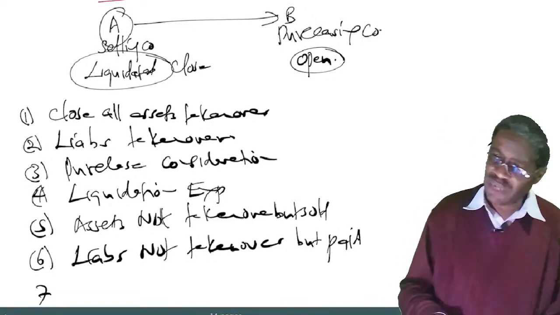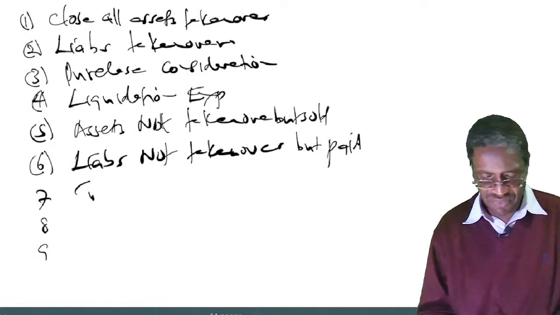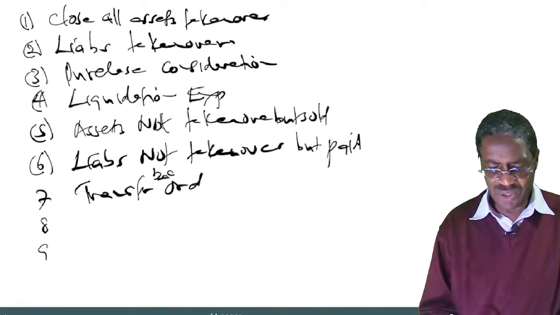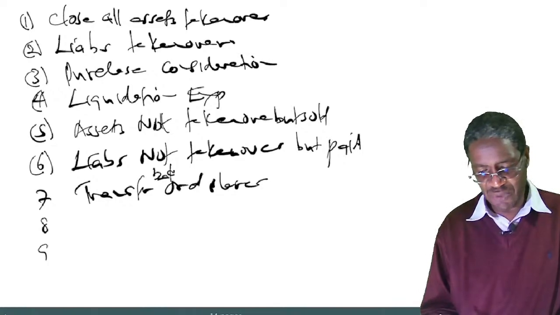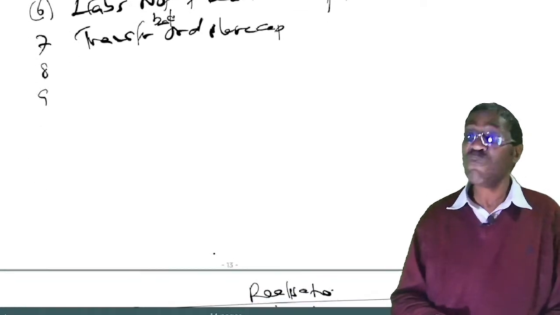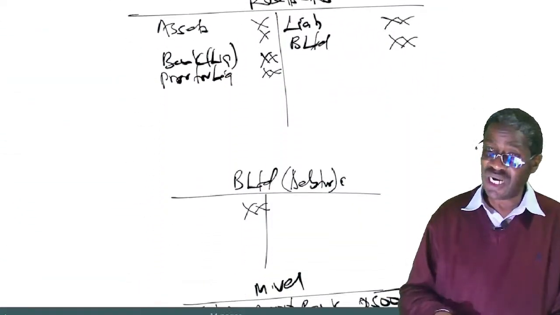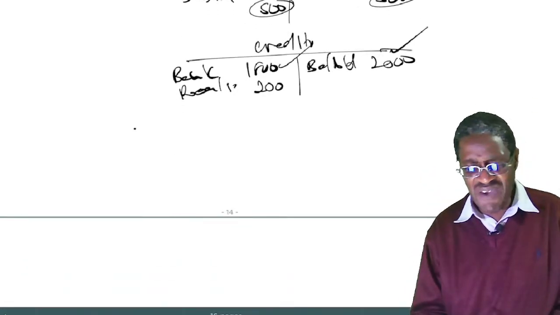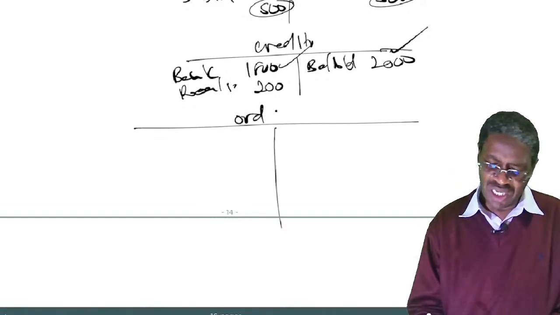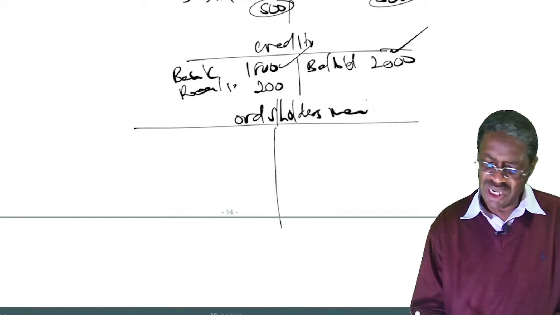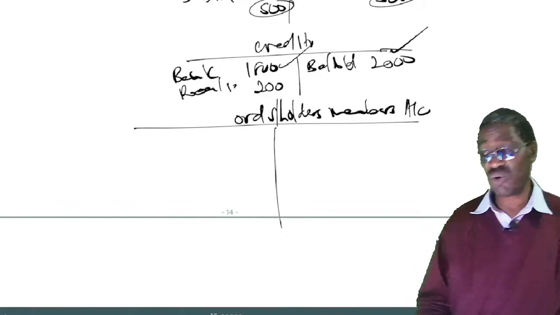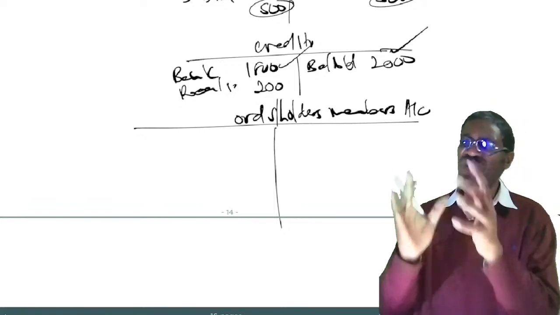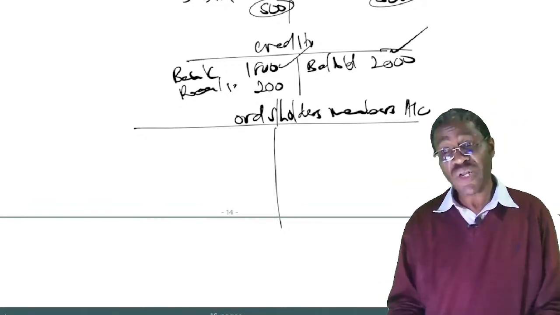So our step number 7, you now transfer the balance of the ordinary share capital to which account? I told you, create a liability account. You create a liability account for the ordinary shareholders, where you will transfer everything that belongs to them. That account, you are calling it ordinary shareholders members account. If you remember, we were calling it ordinary shareholders members account. So our step number 7 says, transfer the balance of the ordinary share capital to the ordinary shareholders members.